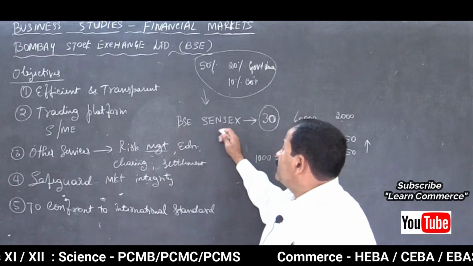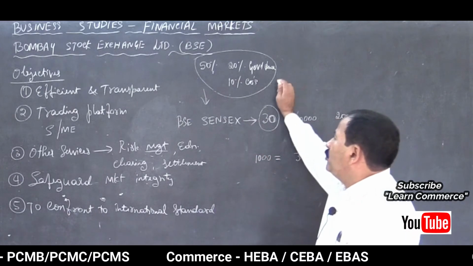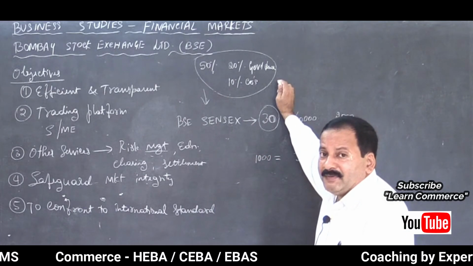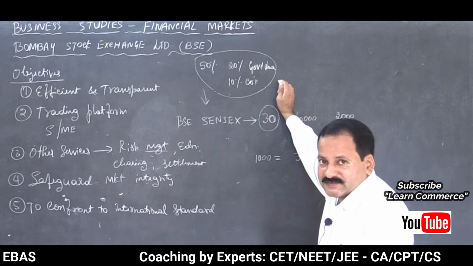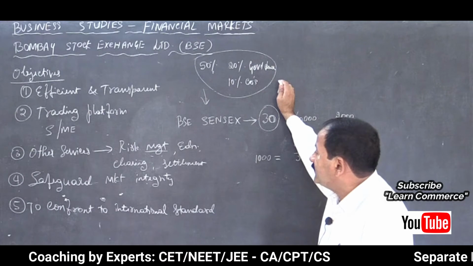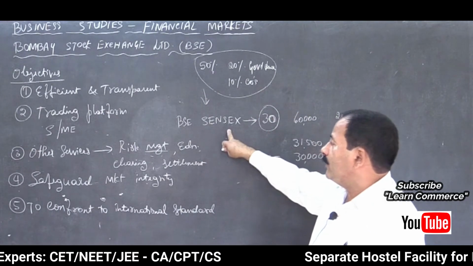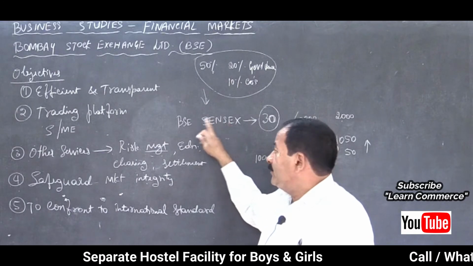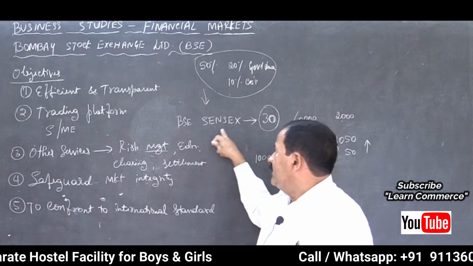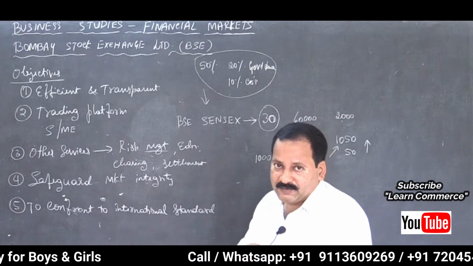So here Sensex means the quote of the fundamentally strong 30 companies, that is called Sensex. So Bombay Stock Exchange Sensitive Index, it may be asked for expansion, expand BSE Sensex, then you should be in a position to write Bombay Stock Exchange Sensitive Index for 1 mark. Clear?